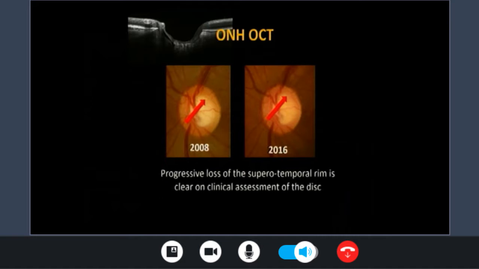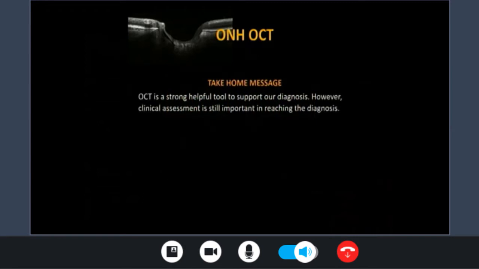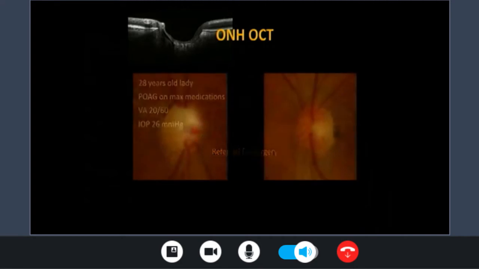Look at the blood vessel here, and look at the blood vessel here. The blood vessel here is still lying on, or supported by, some neuroretinal rim. But here, the rim is narrowing with time. So over 8 years, she had some significant progression. Our take-home message is that SD-OCT is a strong, helpful tool to support our diagnosis. However, clinical assessment is still important in reaching the diagnosis for all of your patients, not only patients with normal tension glaucoma.